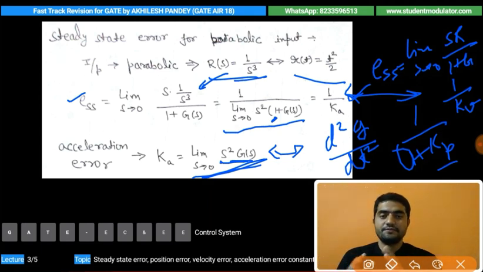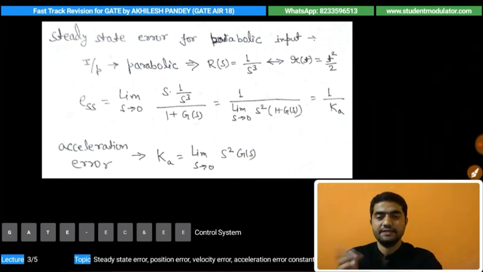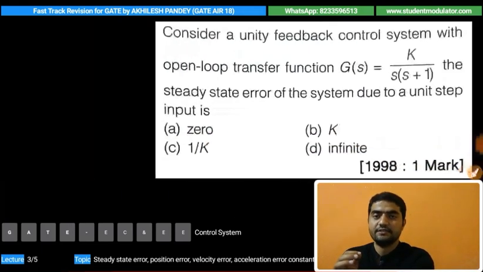But in the case of Kp, the position error constant, there was no s in multiplication with 1 plus Kp in the denominator, that's why it remained. So overall we have finished these three constants. We have learned how they can be determined. So let's see some problems that have been asked related to these constants, meaning the concept behind these constants.